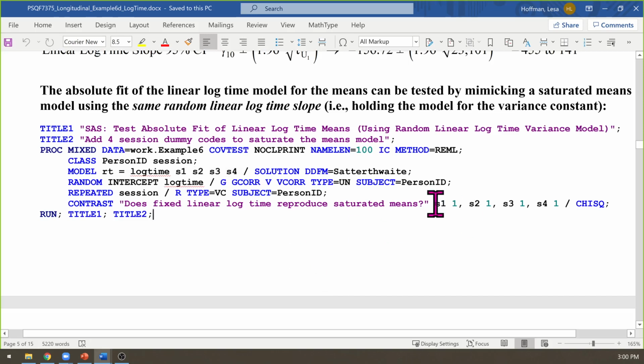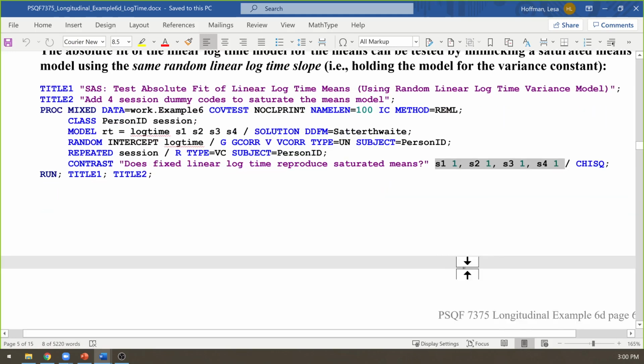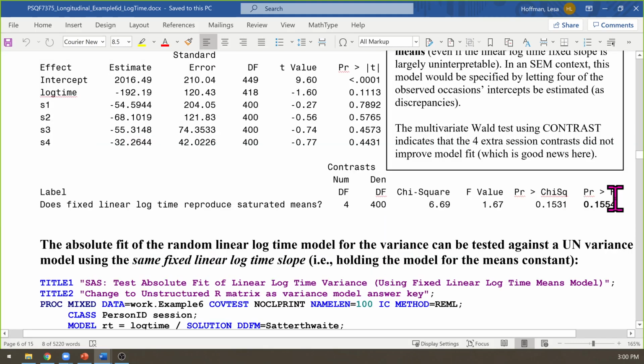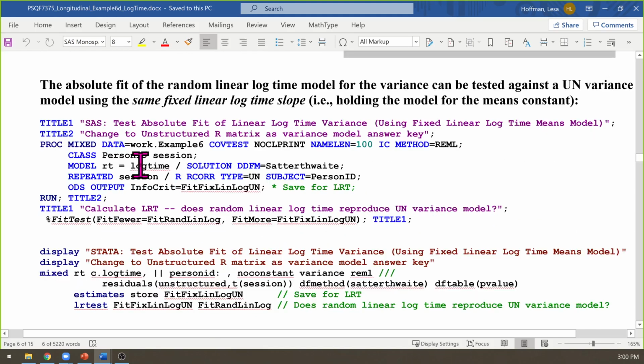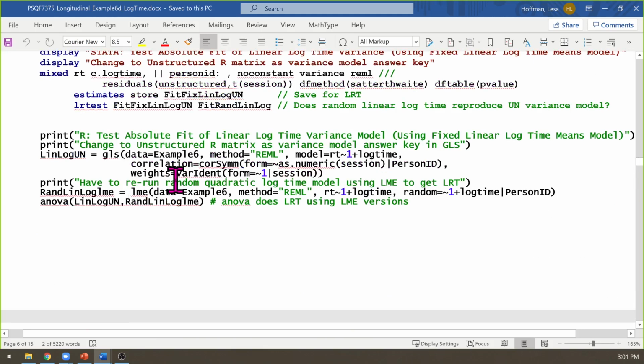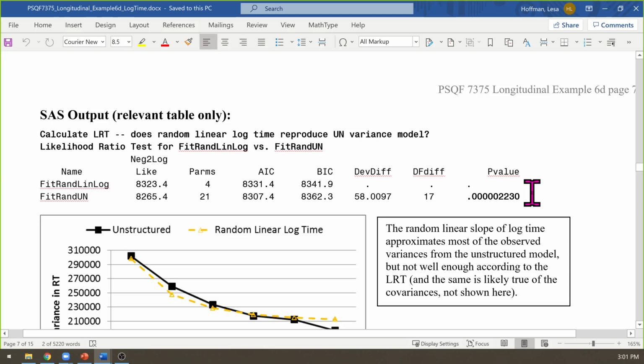So I have the same idea, lumping together the 4 new parameters, adding that as a joint hypothesis test. Survey says I win. Log time is good enough. Is it good enough on the variance side? I can do the same thing by comparing a model that has a fixed effect of log time and an unstructured model for the variance to see if a random log time slope does a good enough job. Got to redo models in R to be able to do the comparison on this in the same package. Survey says wah wah.